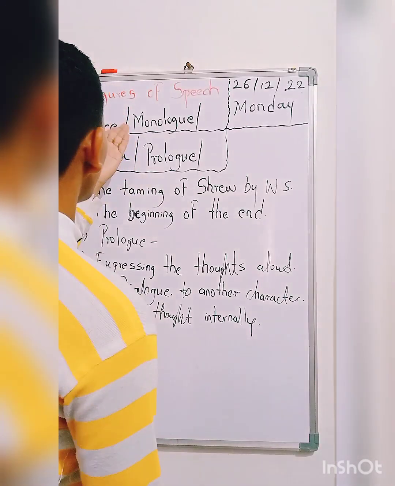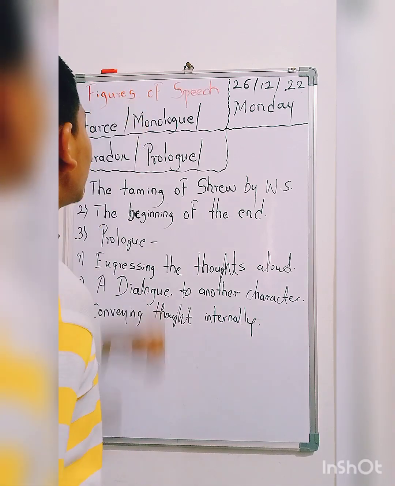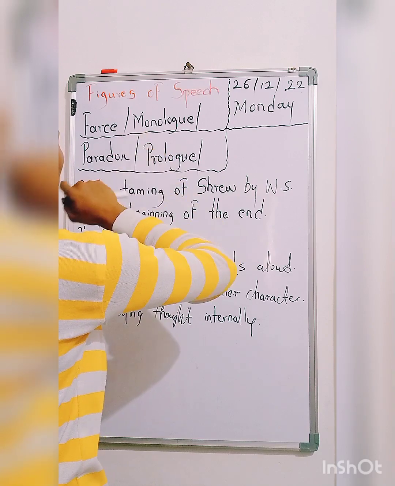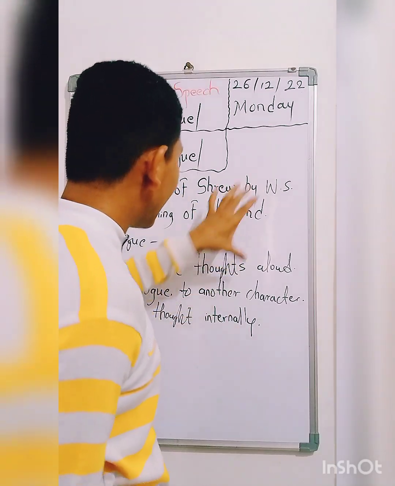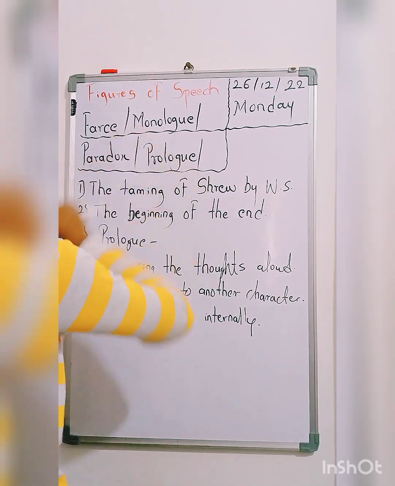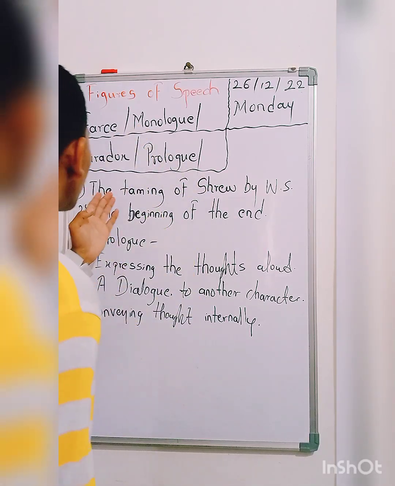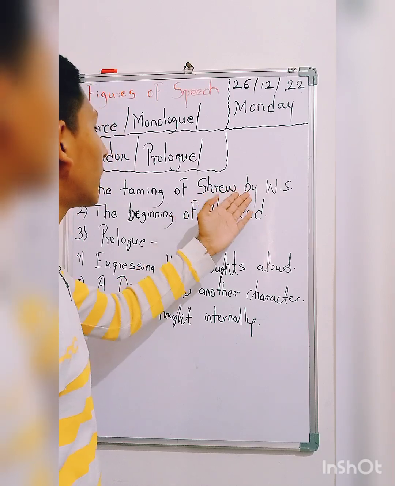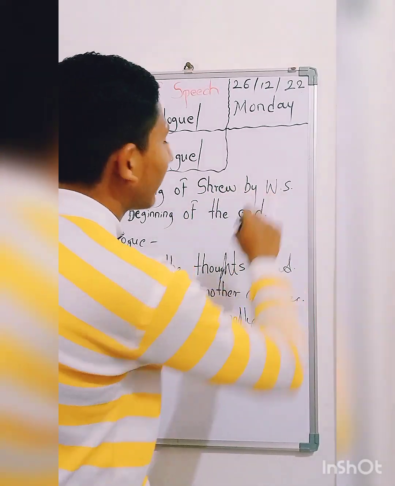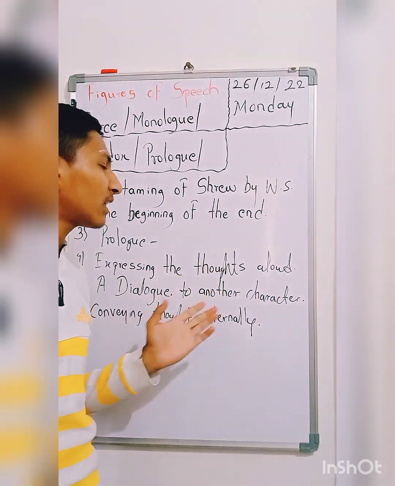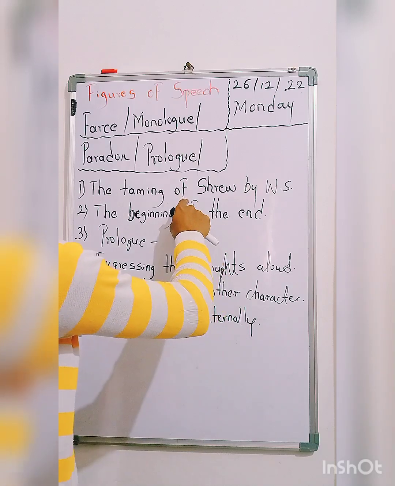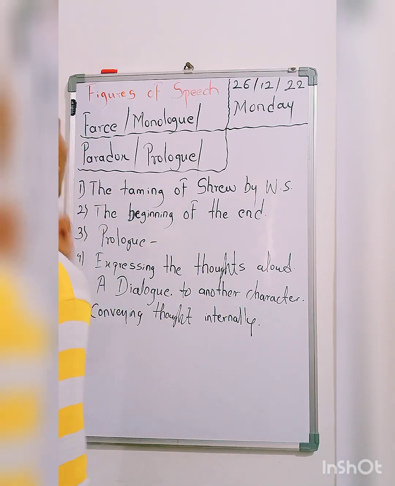So here we are going to discuss the topic figures of speech in the English language. I have mentioned here the date and day, and here farce, monologue, paradox, and prologue. I have given a few examples related to all these figures of speech. The Taming of the Shrew by William Shakespeare, with the short form W and S written here because of the lack of space, is an example of farce.